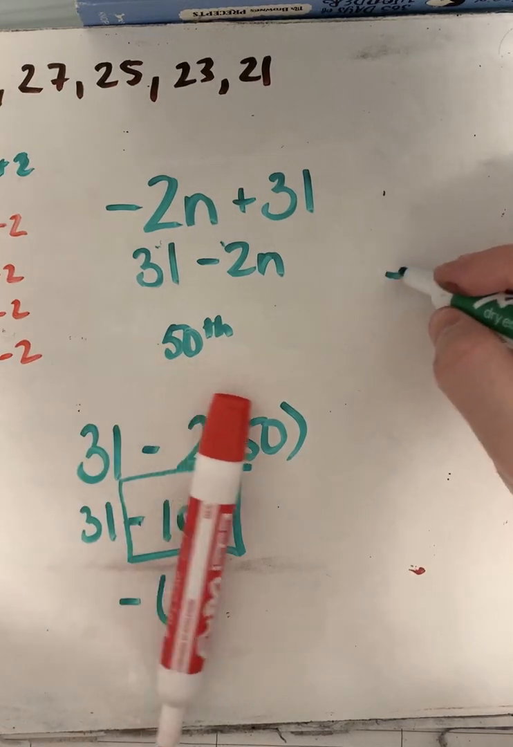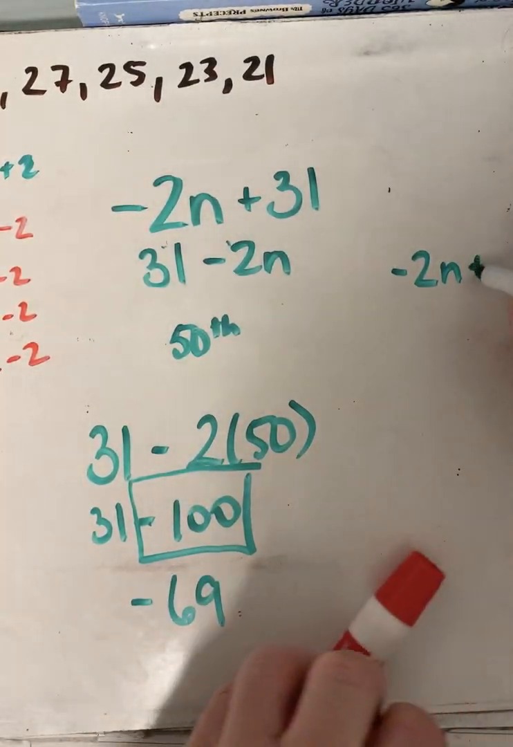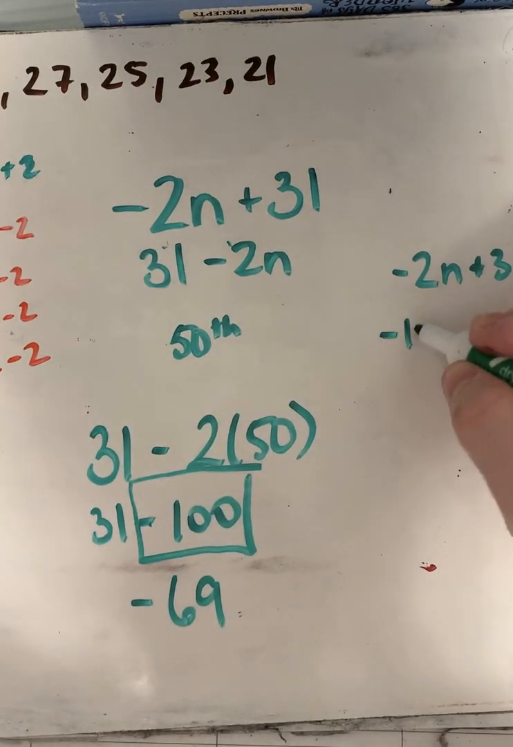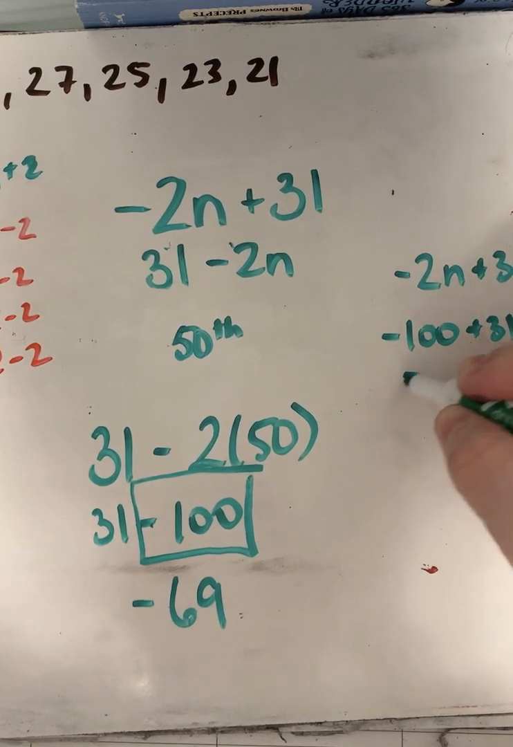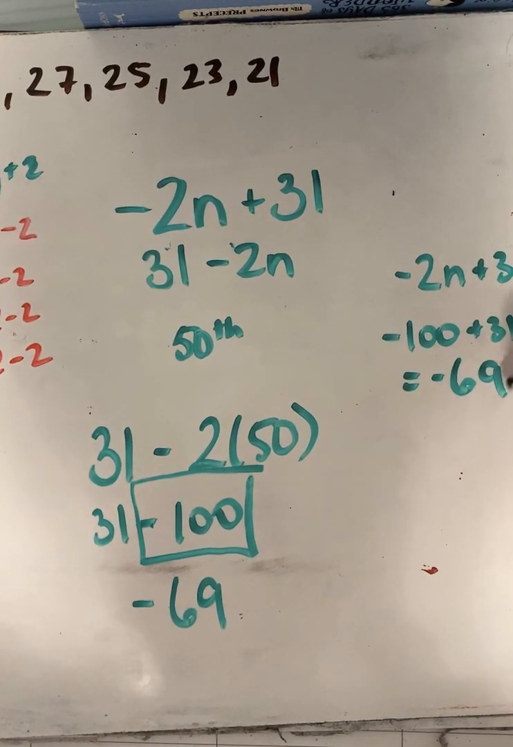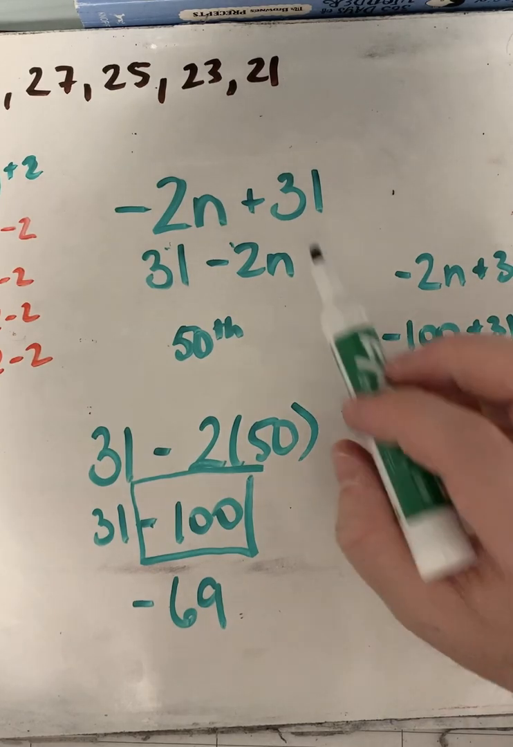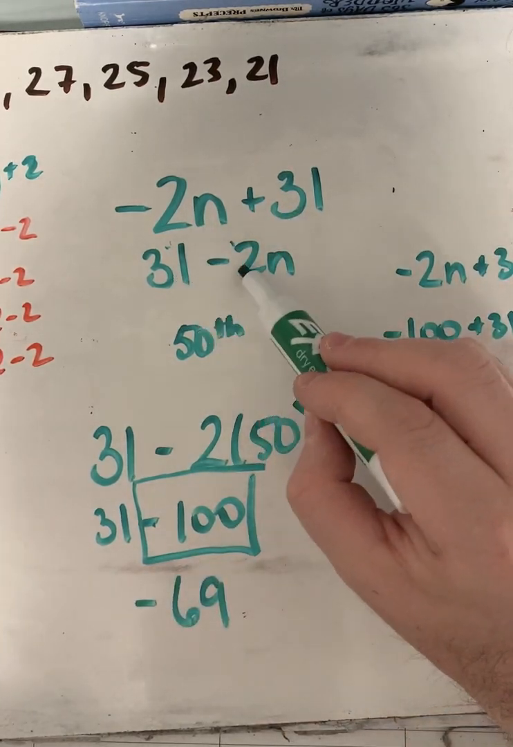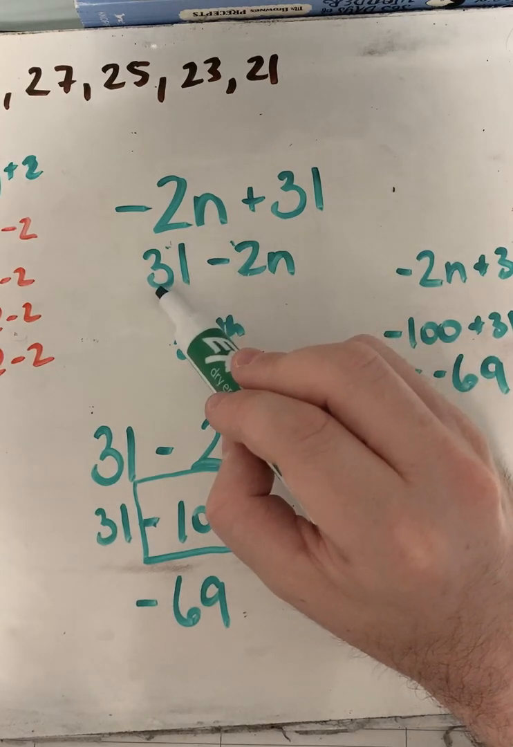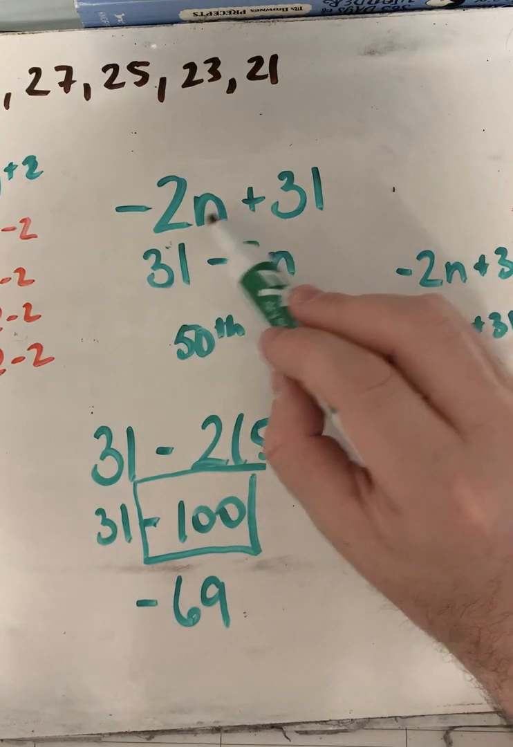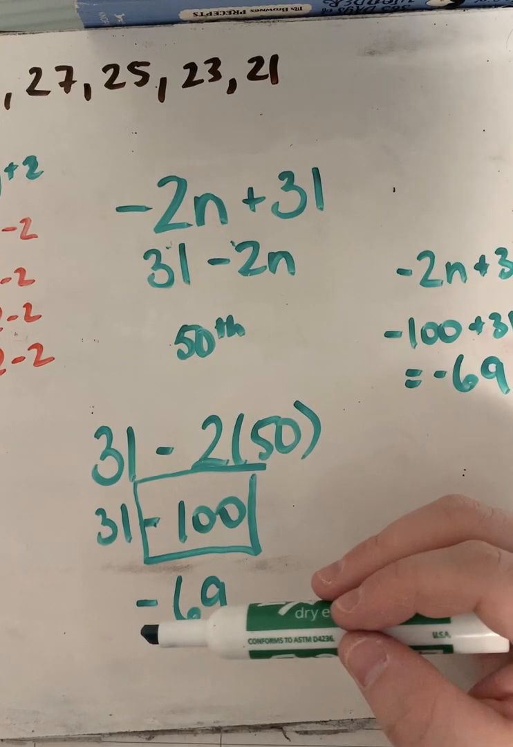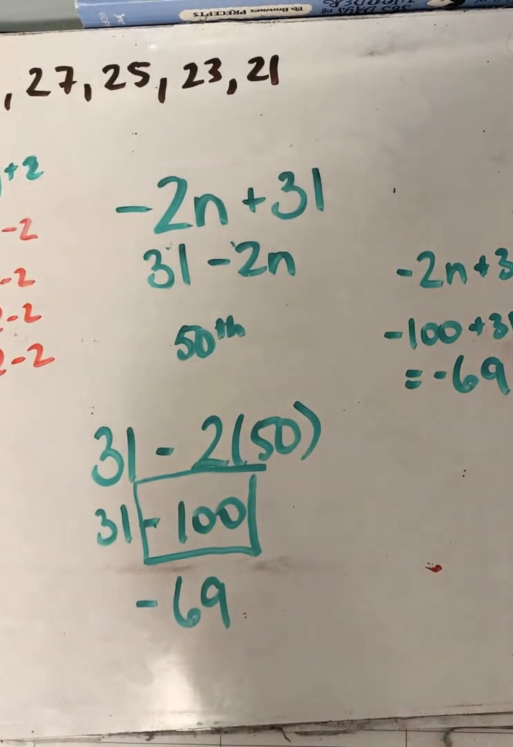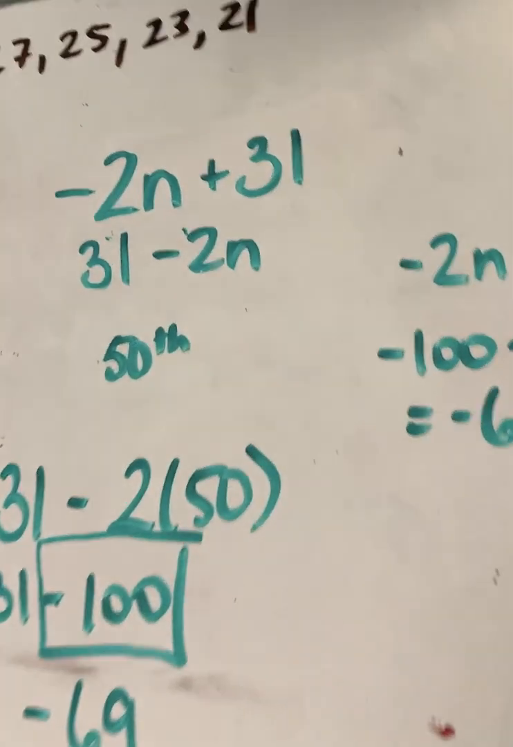But if I had done it this way, -2n plus 31, it would have been -100 plus 31. It's whichever way you feel comfortable writing it, both ways written is correct, right? Because in 31 minus 2n, this 31 is a positive, so you're still getting that positive. So whichever way you choose to write it is up to you. Let's do one more of you guys trying on your own before we head to the thinking section.